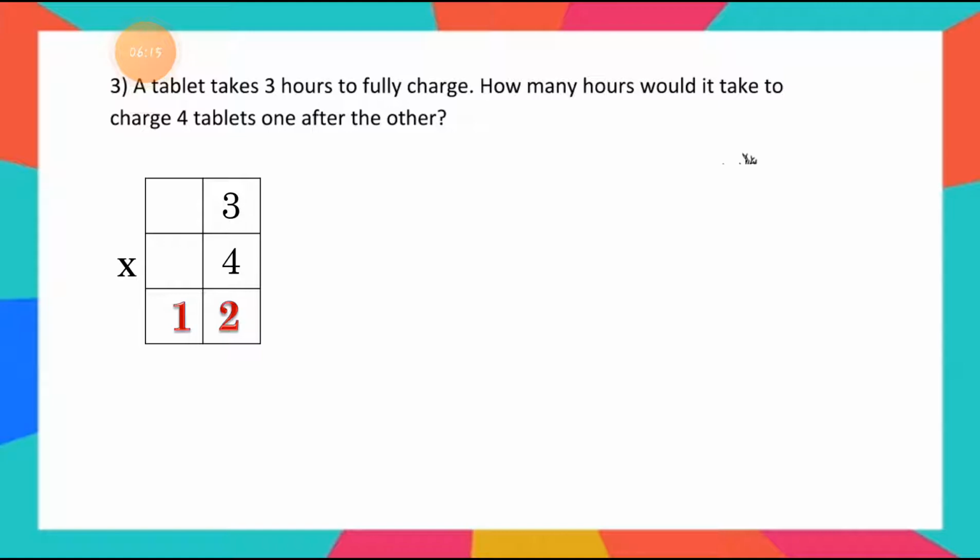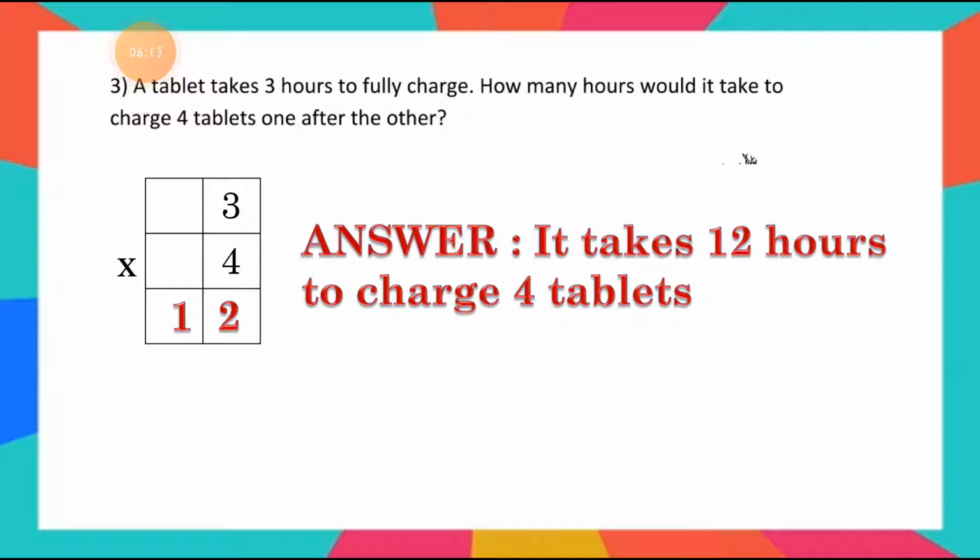So 4 threes is equal to 12. So here I am writing 12. Now we have to give the answer in words also: it takes 12 hours to charge 4 tablets fully. It takes 12 hours because here the answer is 12. It takes 12 hours to charge 4 tablets.